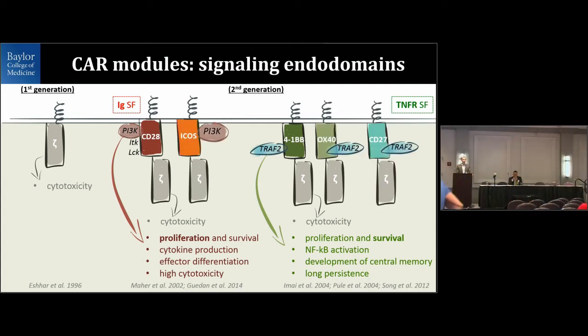Likewise, later studies show that one can use other domains from the same superfamilies like OX40 and CD27 to substitute for 41BB, and that leads to slightly different effects, but still the signaling largely is conserved. Likewise, ICOS is another member in the Ig superfamily. It primarily activates PI3 kinase and was shown to be beneficial in several settings.